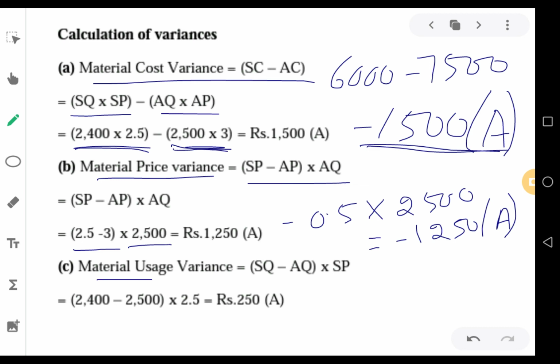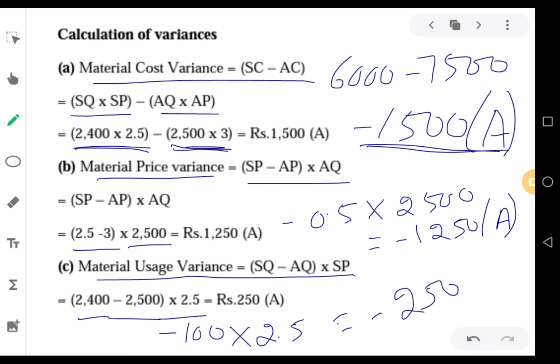And the material usage variance, the formula you have is standard quantity minus actual quantity into standard price. Standard quantity is 2400 units minus actual quantity 2500 units into standard price 2.5. So 2400 minus 2500, that should be minus 100. Minus 100 into 2.5, you will get minus 250. Again it is a minus figure, there is an adverse variance here also.